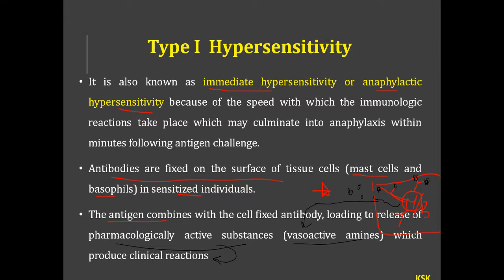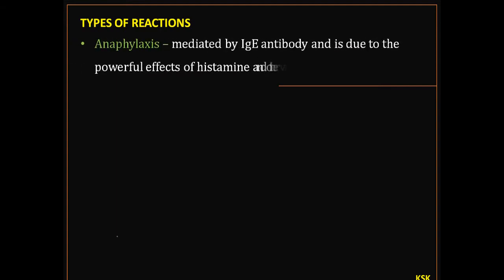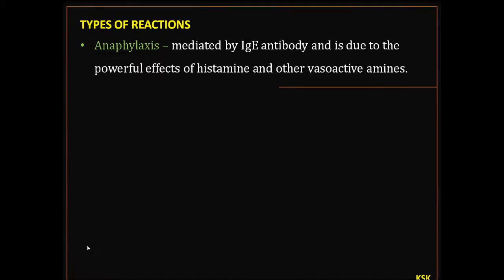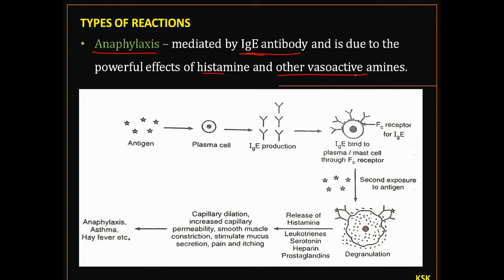Okay, this is the principle involved, and the principle I explained can be represented in a diagram very clearly. I can show you. First, in type 1 hypersensitivity reactions, the first type of reaction is anaphylaxis. Anaphylaxis is mediated by the immunoglobulin E antibody and is due to the powerful effects of histamine and other vasoactive amines. This principle can be clearly understood by the diagram.